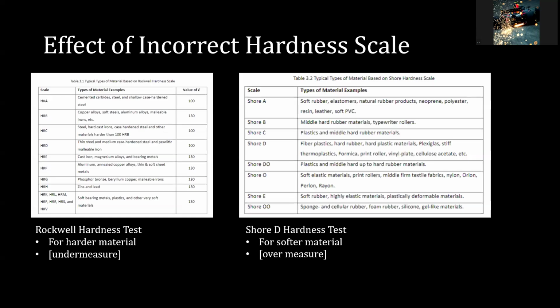And when using the incorrect hardness scale, significant inaccuracies can occur. For example, if the hardness scale is measured lower than the material's actual hardness, it could give the impression that the material is softer than it really is, leading to incorrect conclusions about its properties. This could impact further testing and the interpretation of mechanical properties.